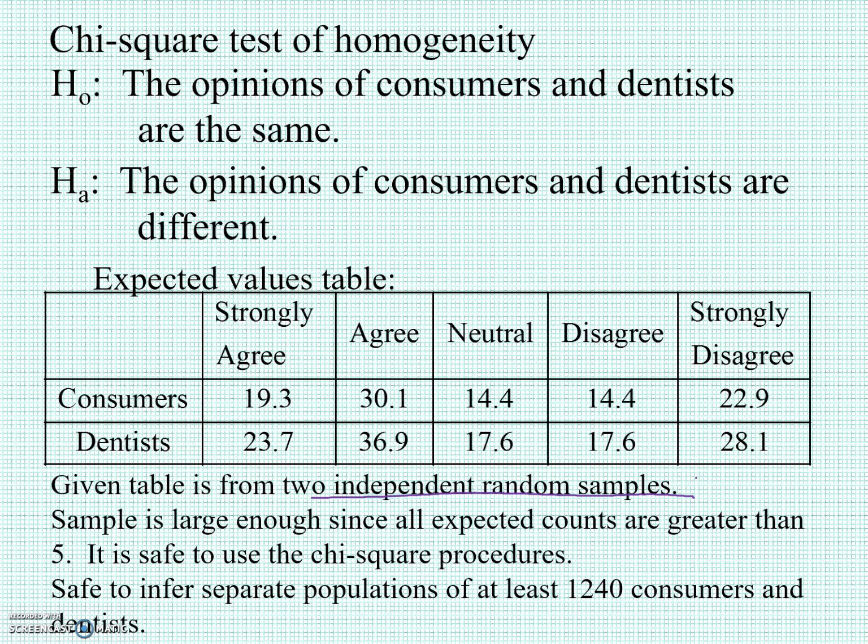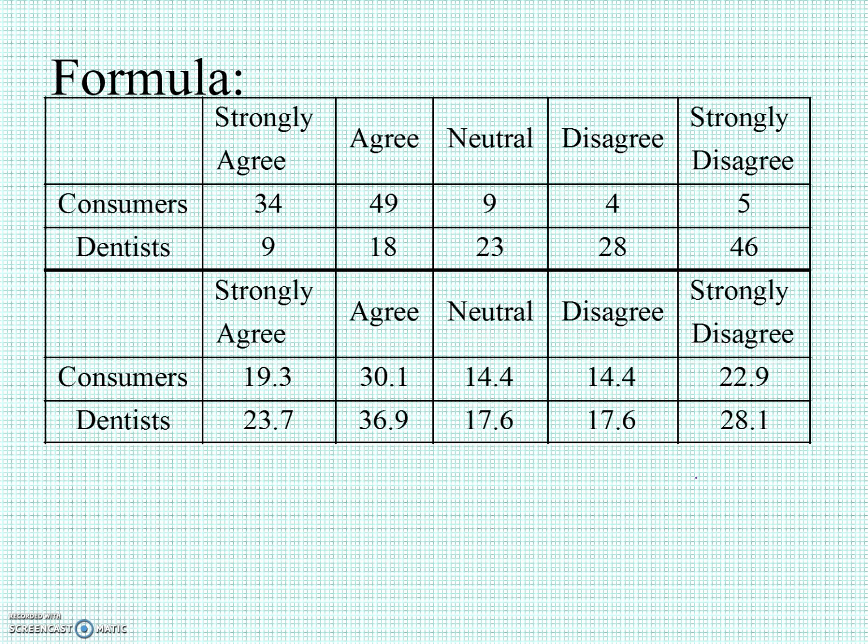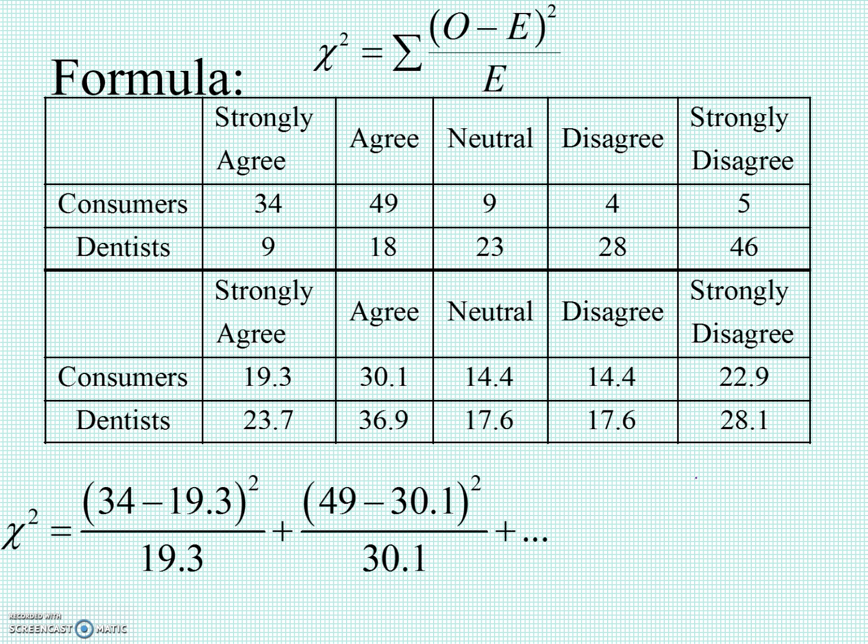So at this point, I'm going to go ahead and calculate my chi-squared value. It is the same process we've done before: observed minus expected, squared, divided by expected. Here are the 2 tables put together. Again, you might have these all on one table, and that's fine. So we're going to follow the same process we've done before.